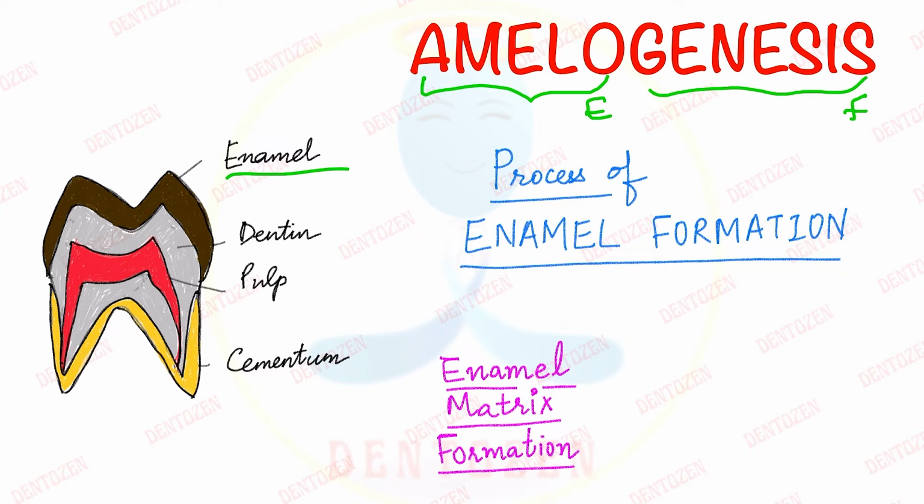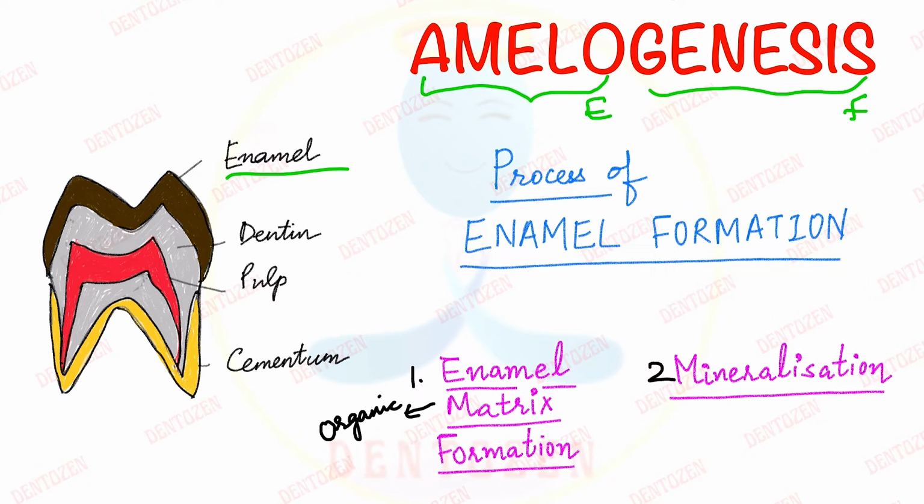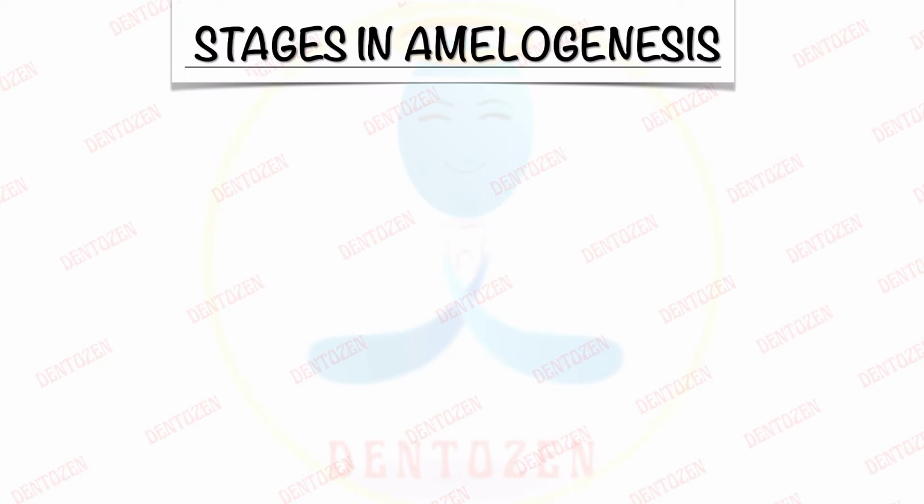In the first step there is formation of enamel matrix, which is mainly the organic component, which mainly constitutes the enamel matrix proteins. And in the second step there is mineralization, that is addition of the inorganic material, that is minerals, to this organic matrix. So we can say that amelogenesis is the process of enamel formation, which is divided into two steps: enamel matrix formation and mineralization. What are the stages?